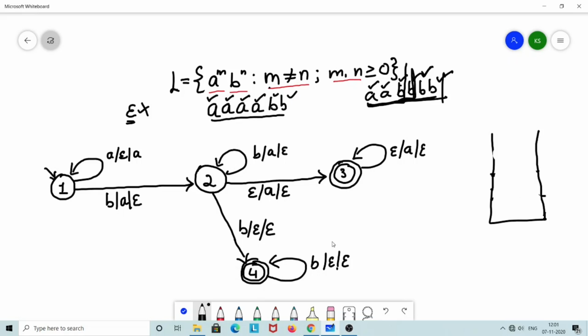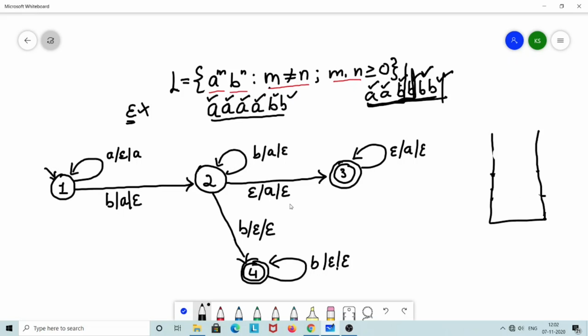So we have state 3. We go to state 3 only when we encounter more number of A's in the string, and I'll go to state 4 when I encounter more number of B's in the string. So this is the solution for the given language, where M is not equal to N, or the number of A's is not equal to the number of B's.